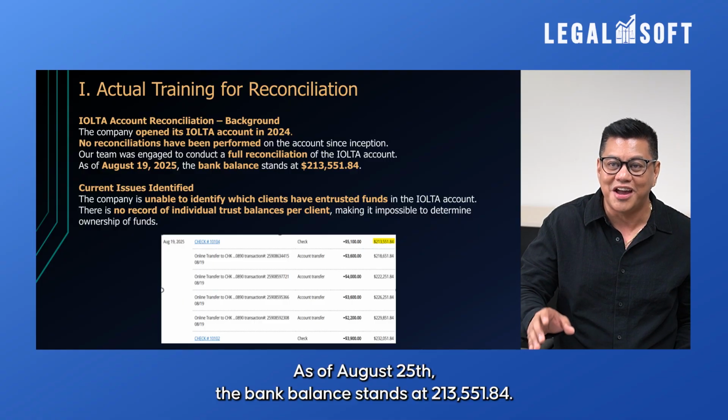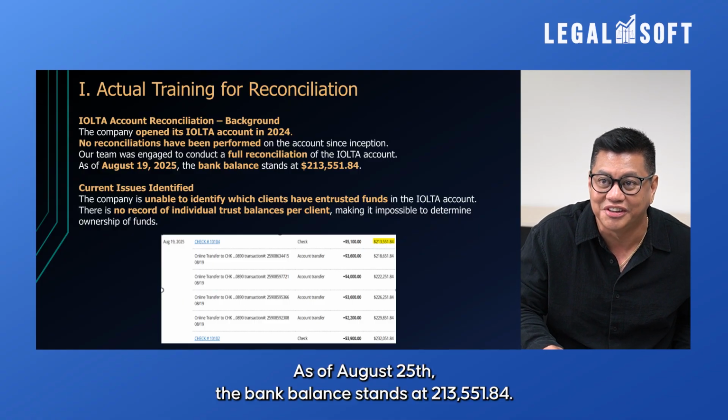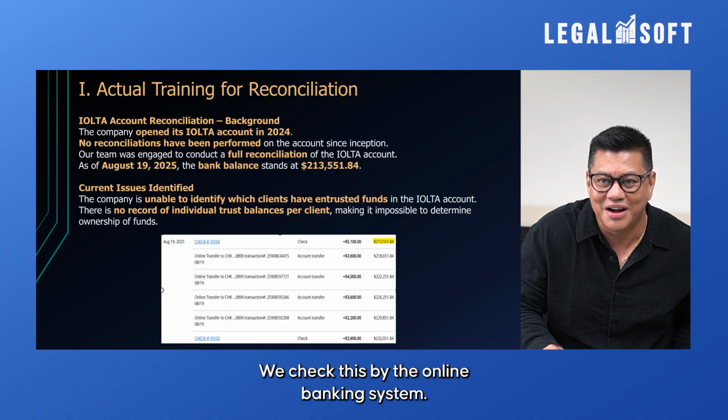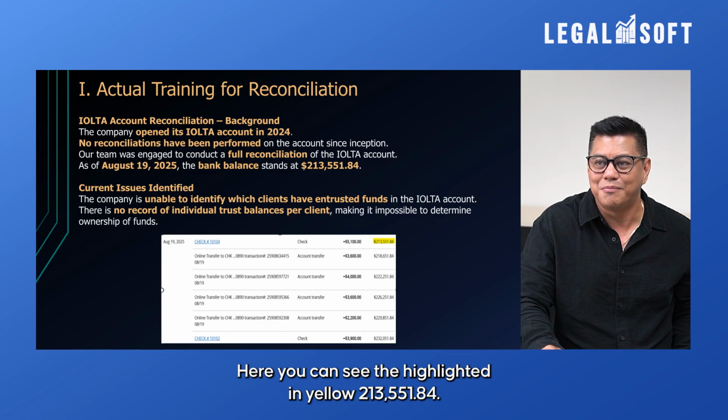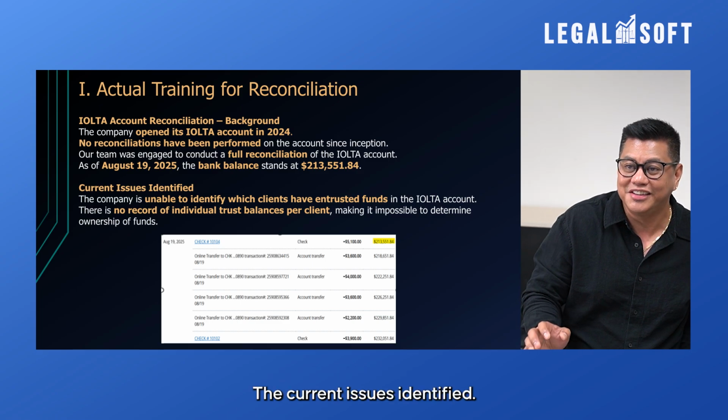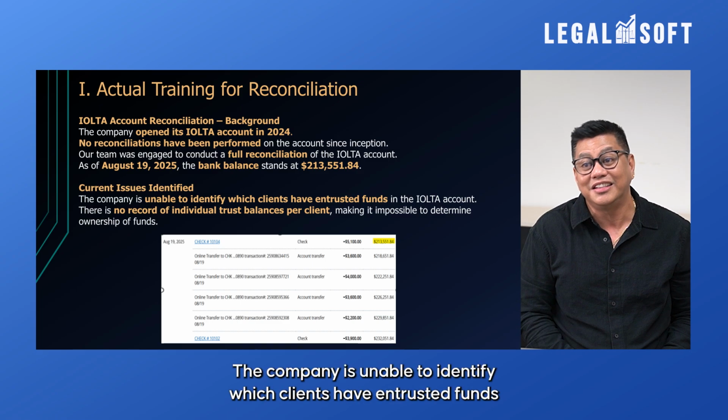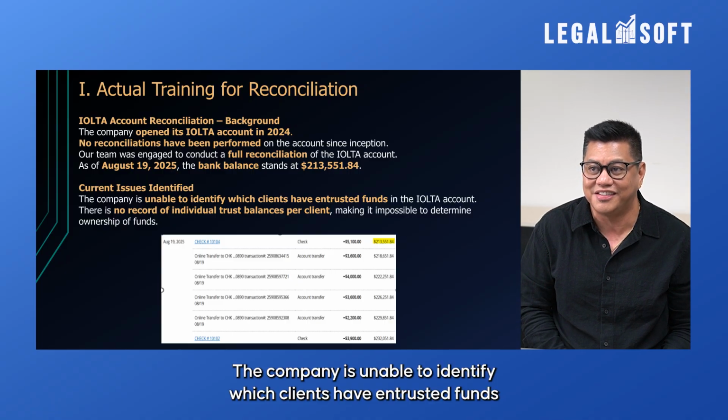As of August 25, the bank balance stands at 213,551.84. We checked this through the online bank system. Here, you can see it highlighted in yellow, 213,551.84. The current issue we identified is that the company is unable to identify which clients have entrusted funds in the IOLTA account.